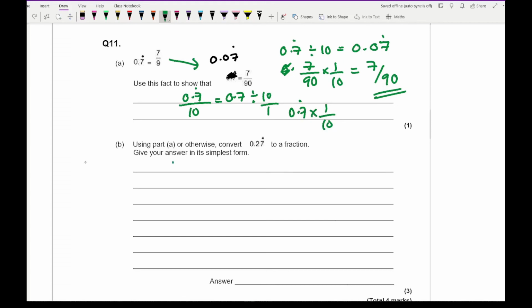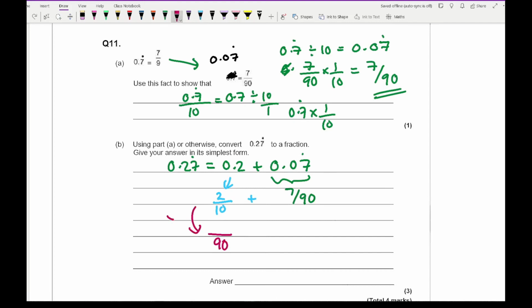Well, here we've got 0.27 recurring equals 0.2 plus 0.07. Now this is using part A. So this we already know is 7 over 90. And this as a fraction is 2 over 10. And so what I need to do is just write this as a single fraction. So I need a common denominator. So the common denominator is going to be 90. So if I multiply all of this by 9, I get 18 at the top plus 7 over 90.